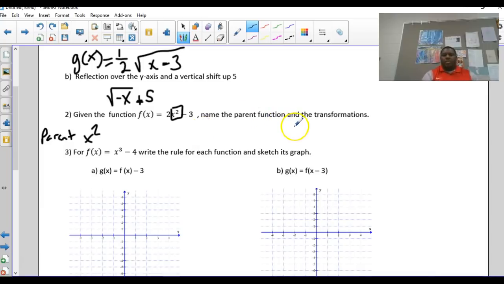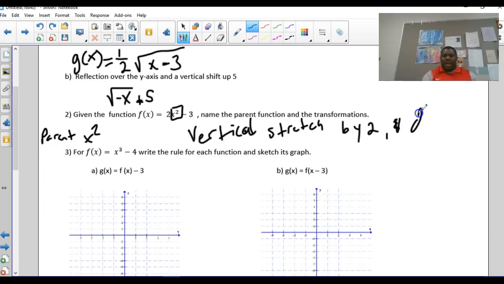Now, when we name the transformations, we have a stretch right here. We have a vertical stretch by 2, and we have a vertical shift, or let's just say down 3. All right, vertical stretch by 2, which is right here, and down 3, which is right there.